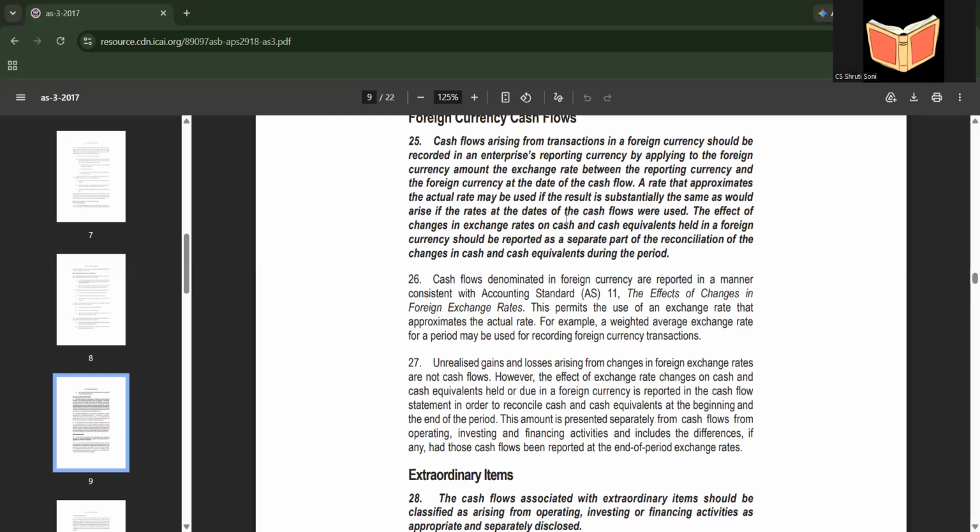And usually you can use the weighted average exchange rate also. Okay. Then we have this point that unrealized gains, we already covered that.